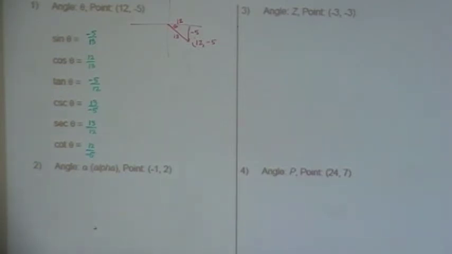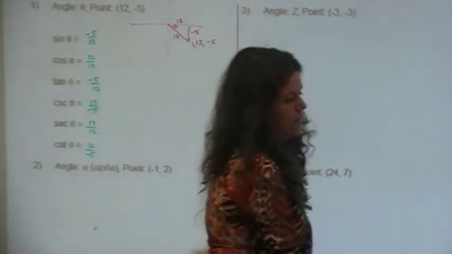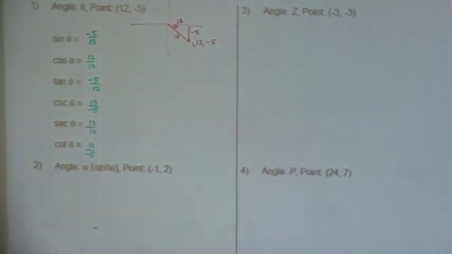Everybody okay? Any questions so far? Okay, so you try 2, 3, and 4. Now, do me a favor on 2, 3, and 4. Give me exact answers. So if you have to take a square root and it doesn't come out even, leave it as a square root. Most of what we do in trig will be exact answers and not decimal approximations.